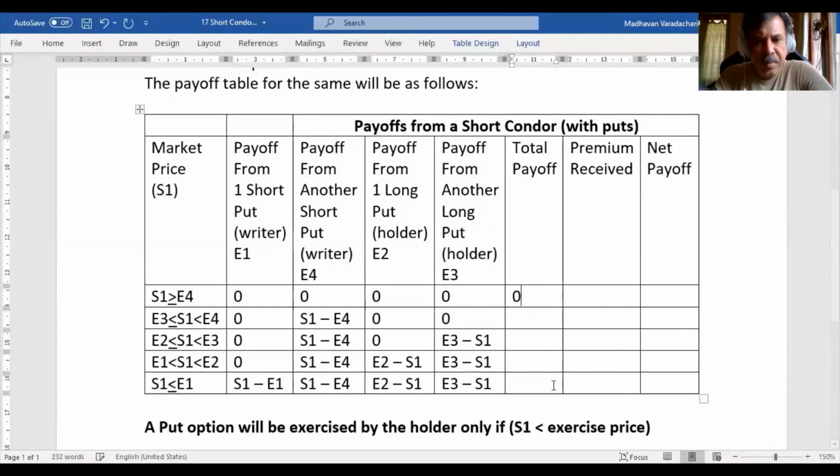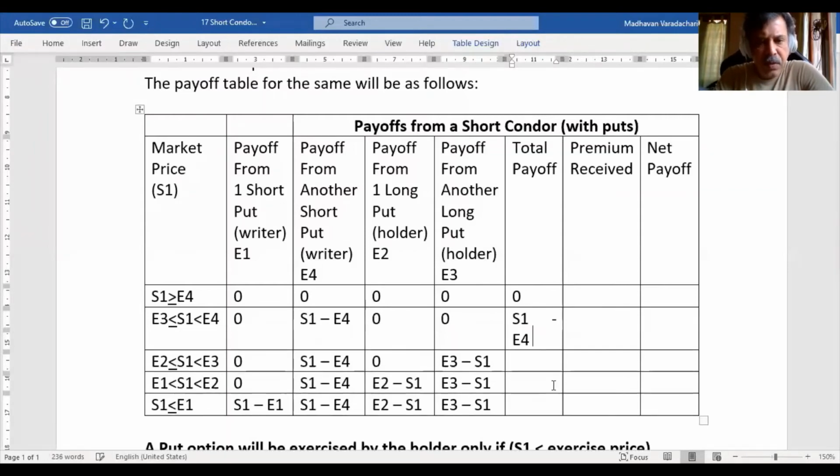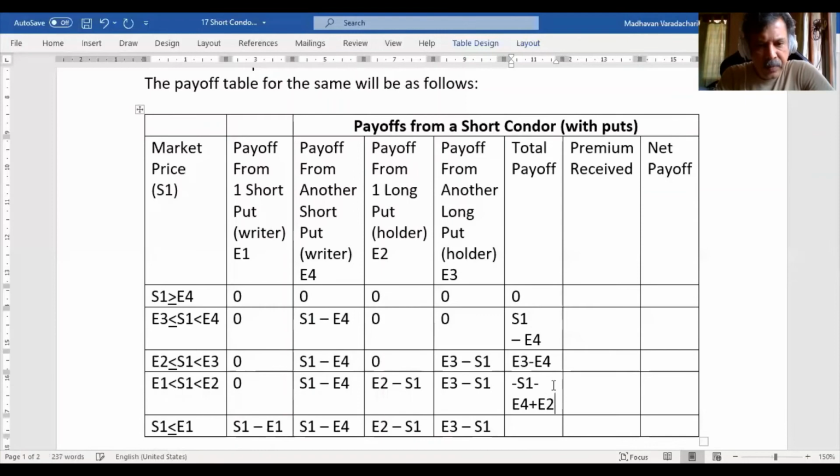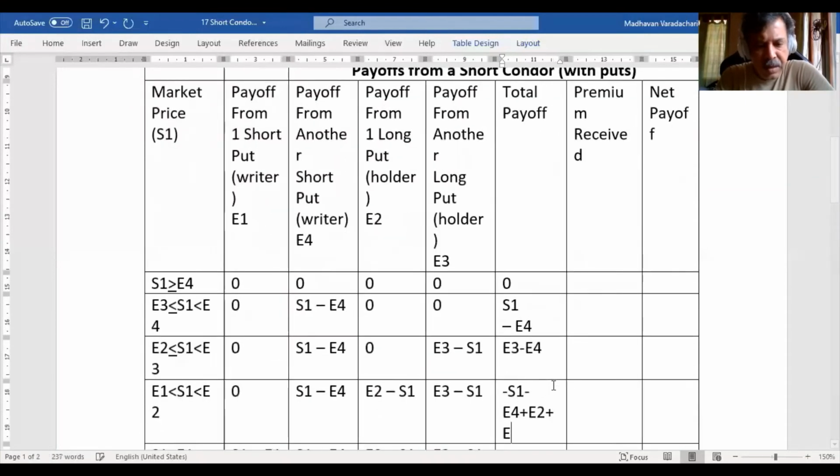Total payoff, first one will be 0. Second one will be S1 minus E4. Then next, S1 and minus S1 get cancelled. So you get E3 minus E4. The next one, S1 gets cancelled. One negative S1 will be there. Then minus E4. Then plus E2. Then plus E3.